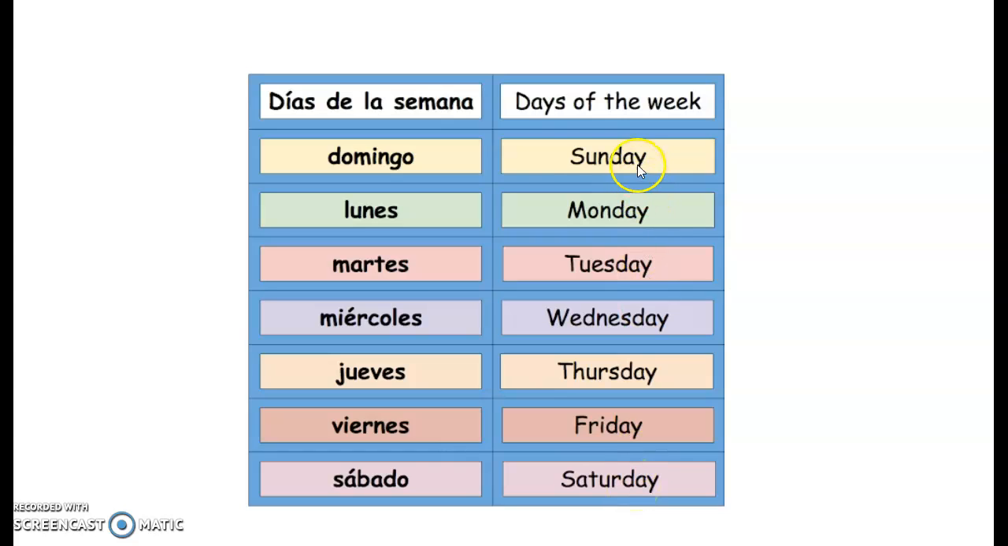So the week starts on Sunday and it ends on Saturday. So every Sunday is the beginning of a new week. So we say Sunday, Monday, Tuesday, Wednesday, Thursday, Friday, and Saturday.